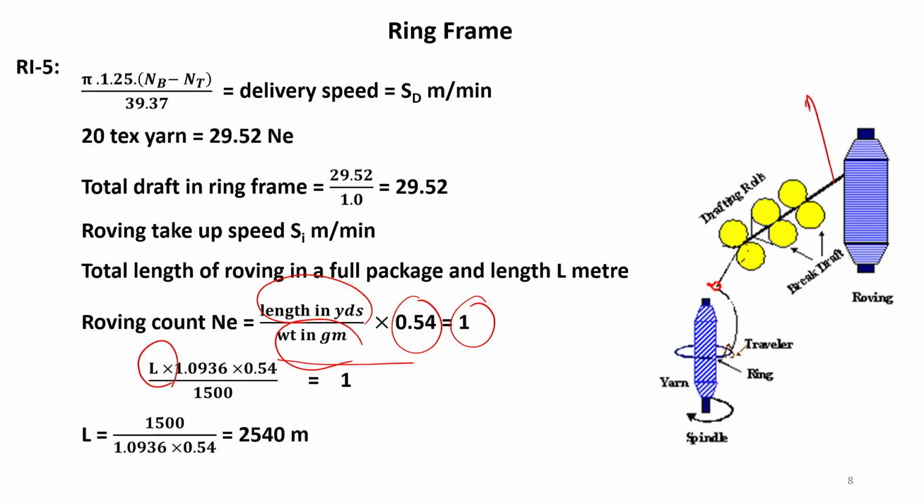So, from length in yard, this is just the conversion from length in yard to length in meter. From there we can calculate the length in meter. So, L is the length in meter, multiplied by 1.0936 will be length in yard. So, we can calculate the total length of the roving package.